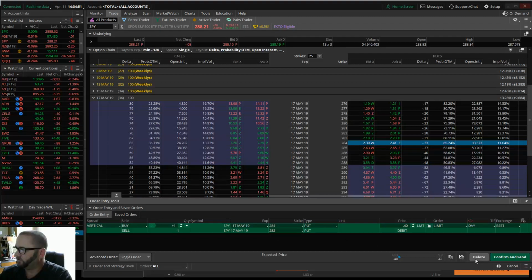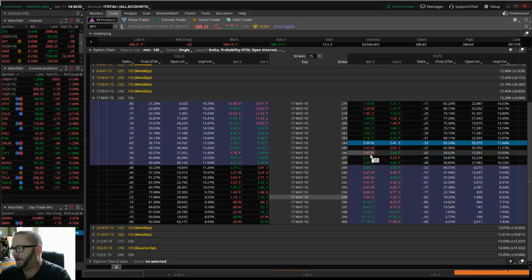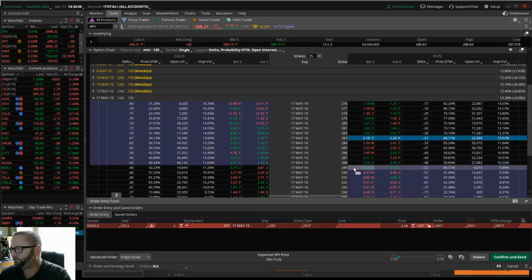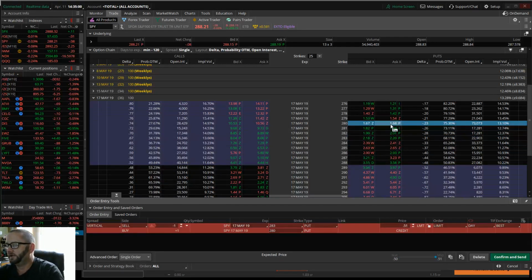If it's red, you're selling the position. If it's green, you're buying it. So again, you select one leg and then select the other side. Now you have your vertical spread set up, and Tasty Trade should automatically populate it at the mid price.